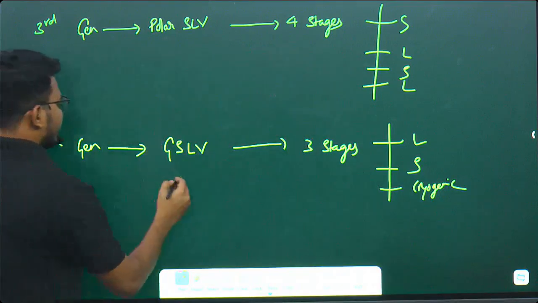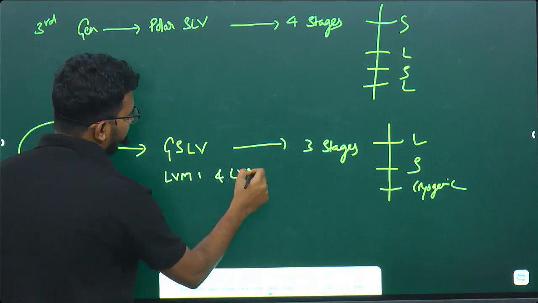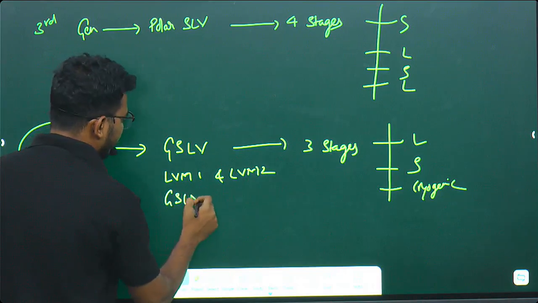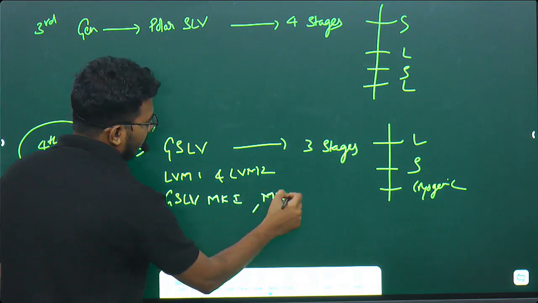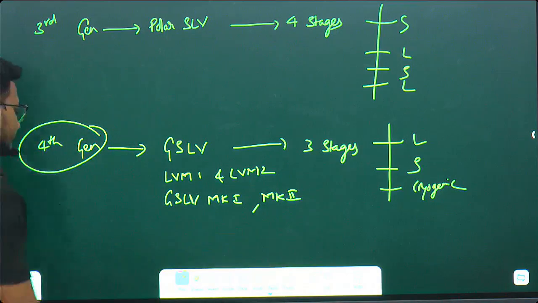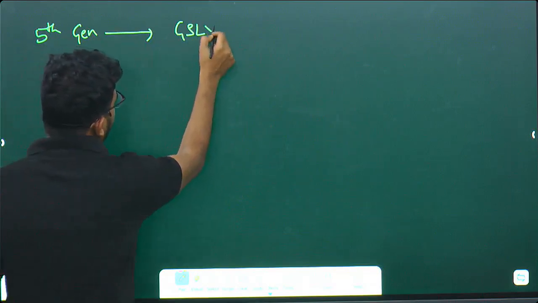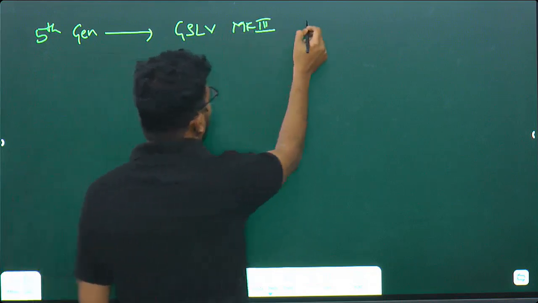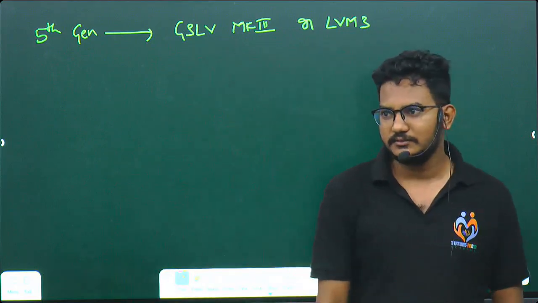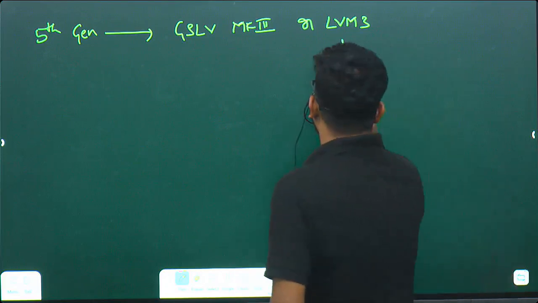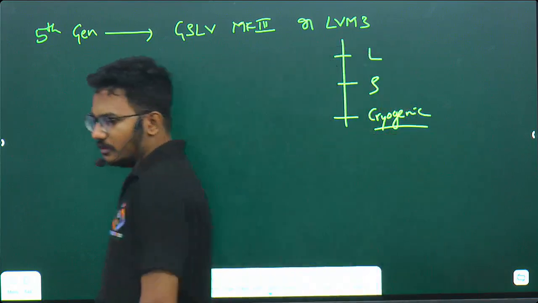When I say GSLV fourth generation, here we will have LVM 1 and LVM 2, or GSLV Mark 1, Mark 2. Then we started with the fifth generation. The fifth generation is GSLV Mark 3 or LVM 3. This also has how many stages? Three stages: solid, liquid and cryogenic. So this also has three stages.